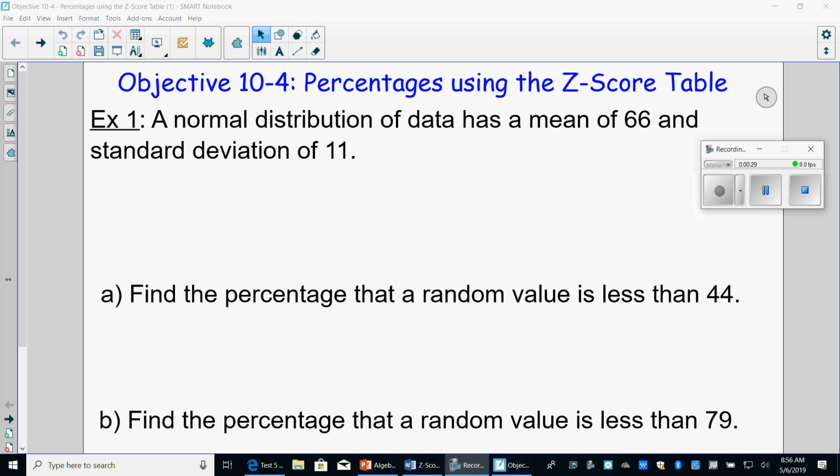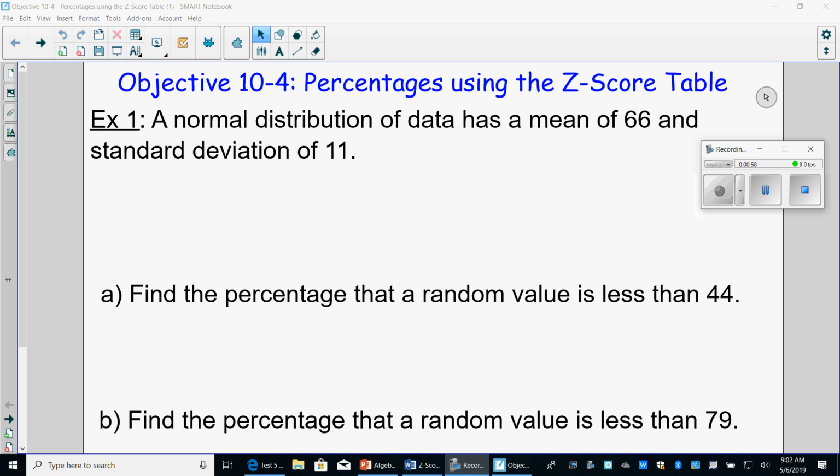A normal distribution of data has a mean of 66 and a standard deviation of 11. Find the percentage that a random value is less than 44. So here's my first question. Can you draw a bell curve? Yes, I want you to draw a bell curve that has a mean of 66 and a standard deviation of 11. Okay, I'm going to hit the pause button and let you do that real quick.